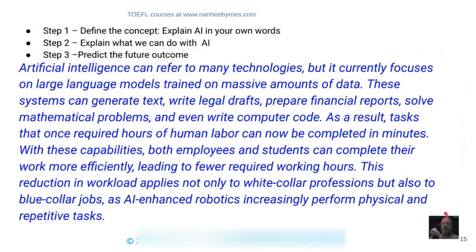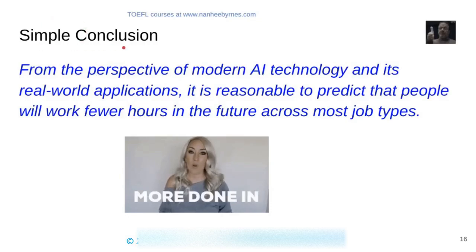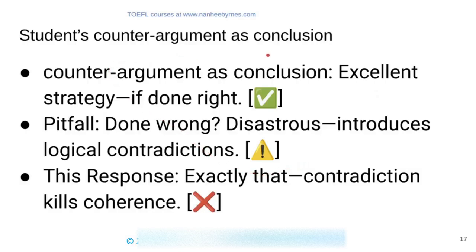Conclusion. With this level of development, the essay can conclude clearly and logically. For example, from the perspective of modern AI technology and its real-world applications, it is reasonable to predict that people will work fewer hours in the future across most job types. Now let's examine how the student concludes the essay. By way of conclusion, the student attempts to respond to Paul's position. Using a counter-argument as a conclusion is an excellent strategy if it is done correctly. If it is done incorrectly, however, it can be disastrous because it may introduce logical contradiction. Unfortunately, that is exactly what happens in this response.